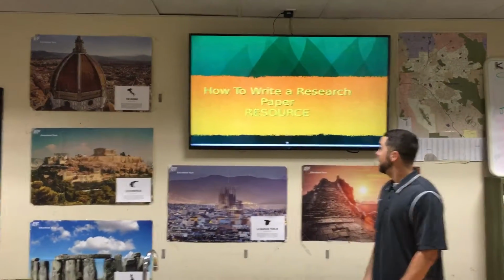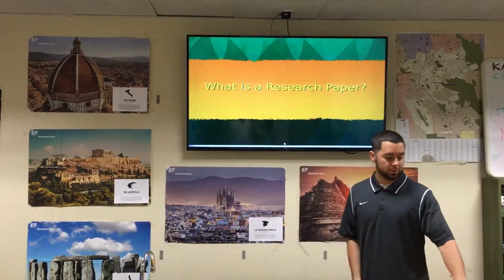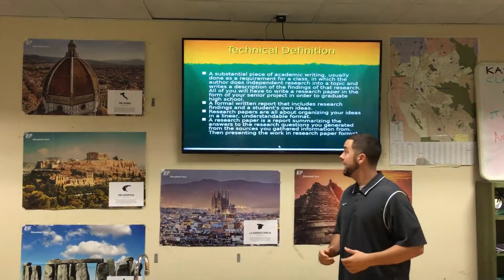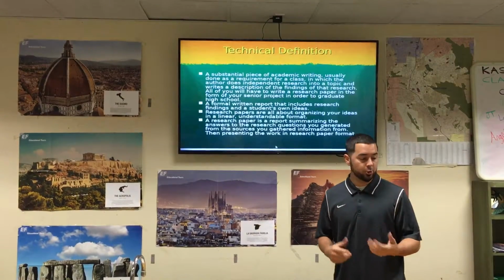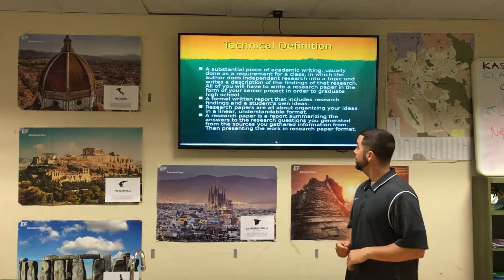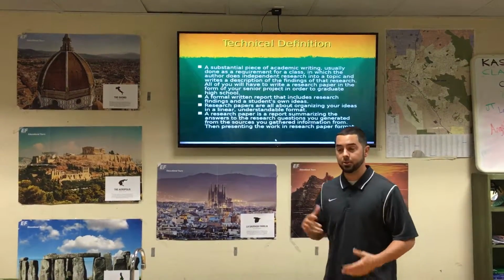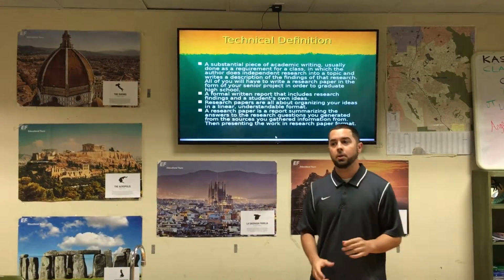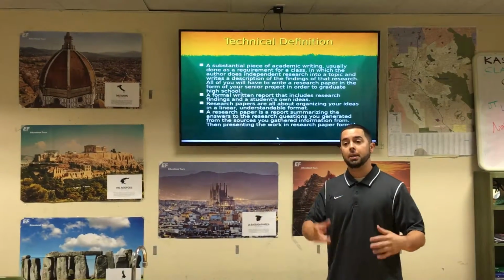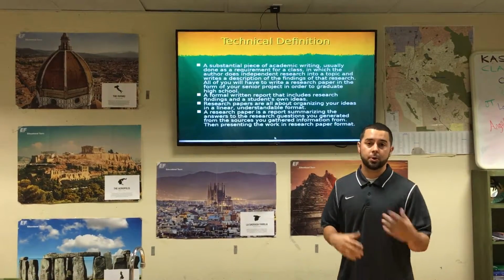All right, today we're going to talk about how to write a research paper. First off, what is a research paper? The technical definition is a research paper is a substantial piece of academic writing, usually done as a requirement for a class, in which the author does independent research into a topic and writes a description of the findings of that research. So essentially what you're going to want to do is select a topic, find research, find information on that topic, and combine that with some of your own knowledge.